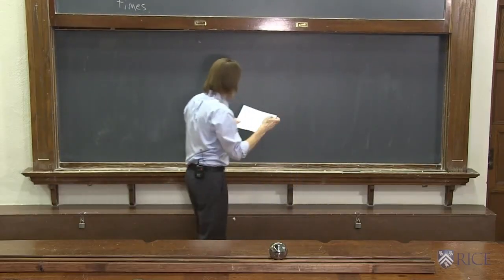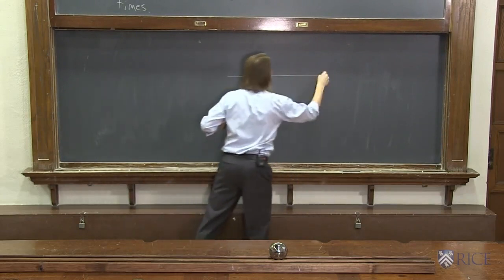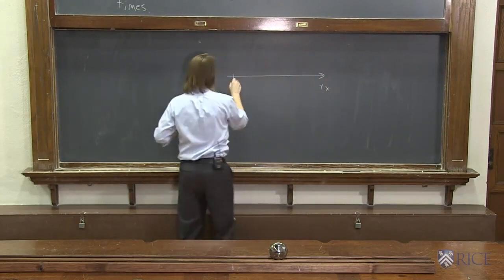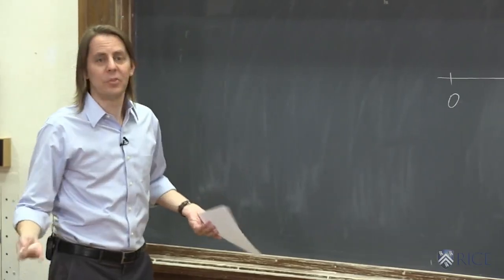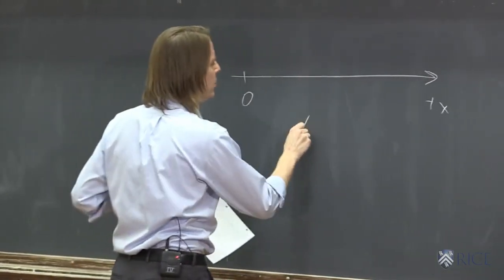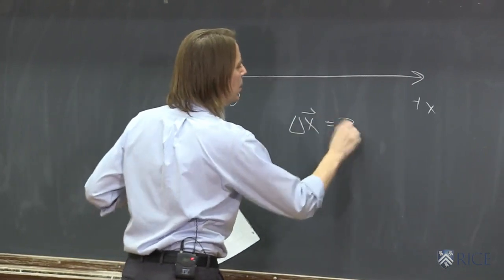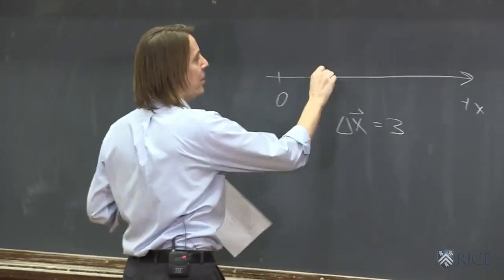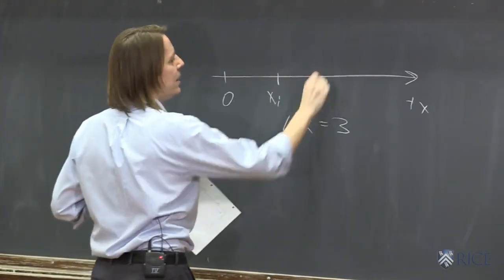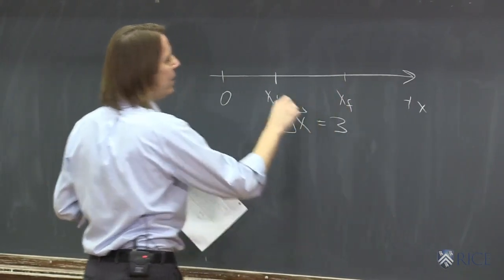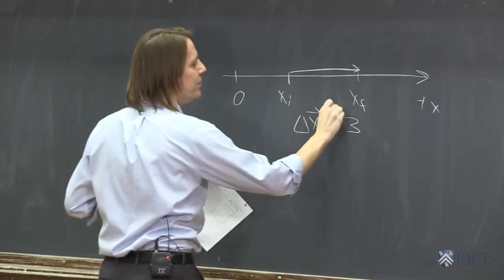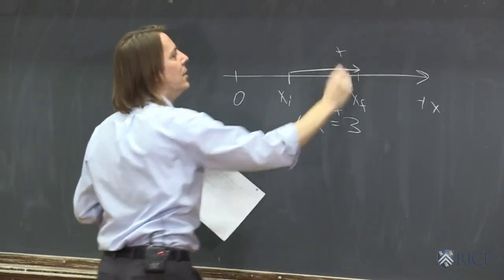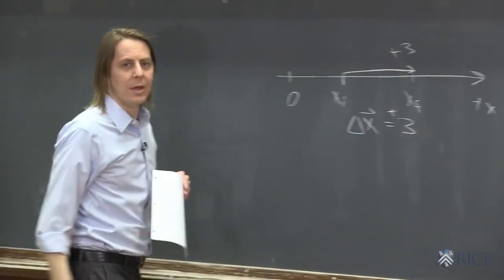And the way to think of it is we could imagine, let's go back to our x-axis, right? Here's the origin. And if I give you a delta x vector, a displacement vector, say equal to 3, what does that mean? That means I was at some position x initial, and I had some position x final, and the distance between them is 3. And the fact that it's positive means it's to the right. So that would be plus 3.